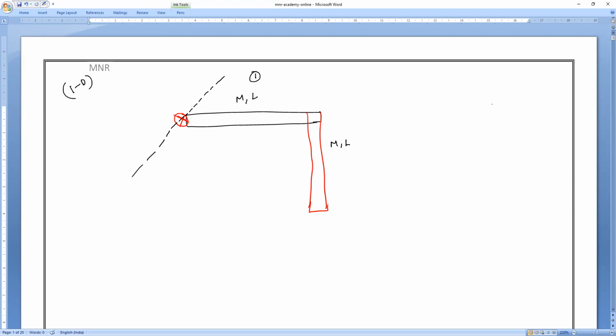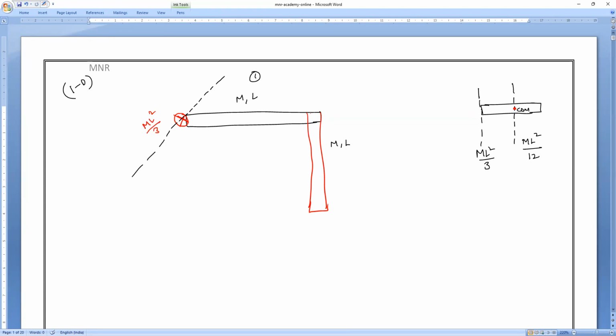I don't know how many of you solved it. We already studied the moment of inertia of a rod if the axis passes perpendicular through the center of mass. What is the moment of inertia, everybody? ML square by 12. If it passes through the edge, what is the answer? ML square by 3. So if it is through the center of mass, it is ML square by 12, and at the edge, ML square by 3. So what is the moment of inertia here? ML square by 3.